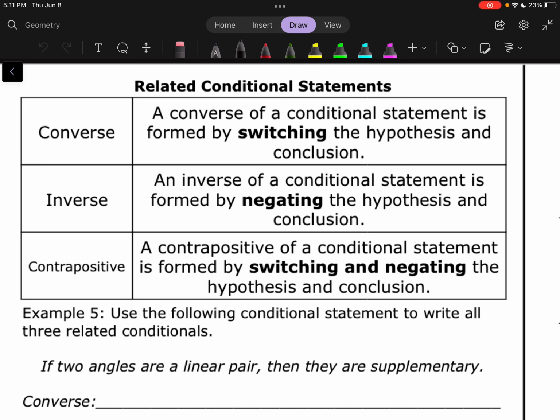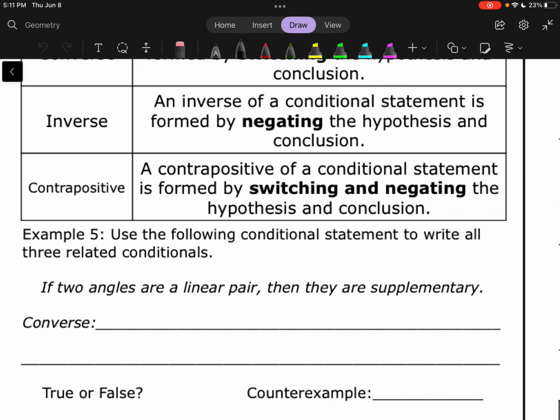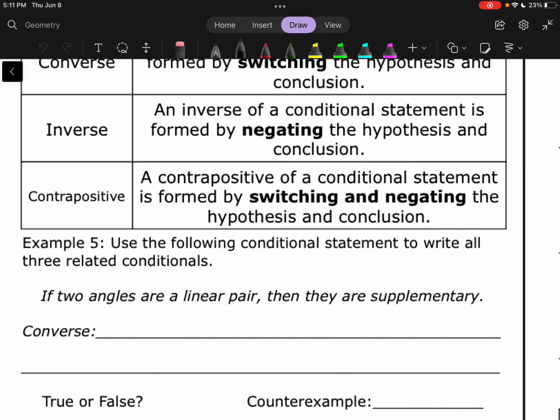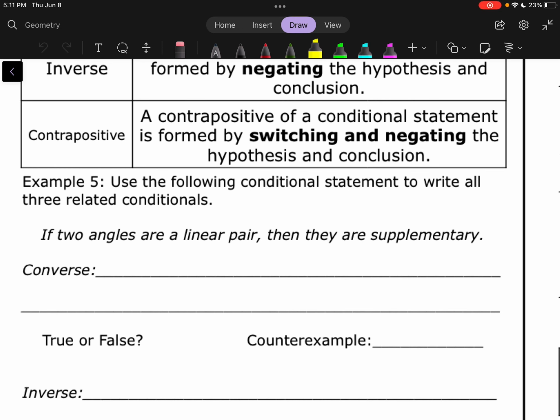So we have these related conditional statements that are called converse, inverse, and contrapositive. Let's just read that first part first for the converse. It says, a converse of a conditional statement is formed by switching the hypothesis and conclusion. Okay, so let's look down here and try that out. Example 5 says, use the following conditional statement to write all 3 related conditionals. They say, if 2 angles are a linear pair, then they are supplementary.